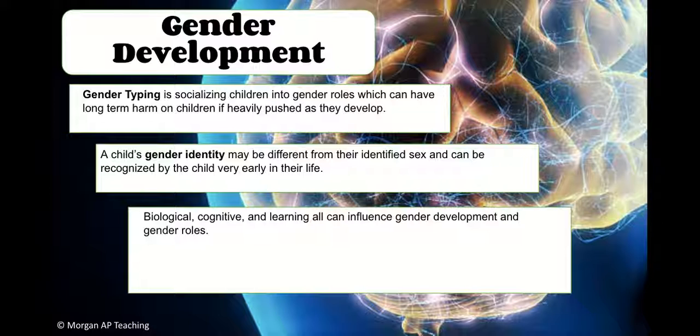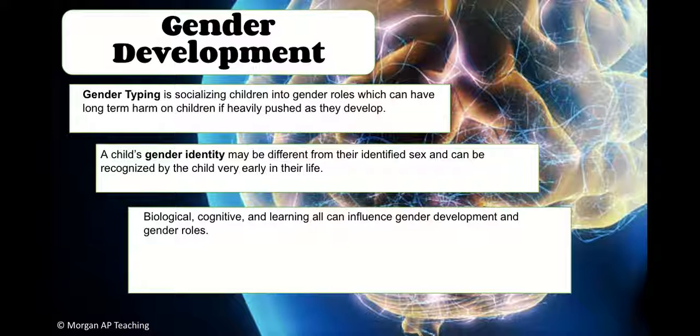That gender itself is more on a spectrum than a light switch. That you're either 100% male or 100% female. It can be more on a spectrum, and different identities occur within that spectrum. So, we're not going to get super deep into it in this kind of course, but it is something to keep in mind. Biological, cognitive, and learning factors all can influence gender development and gender roles.